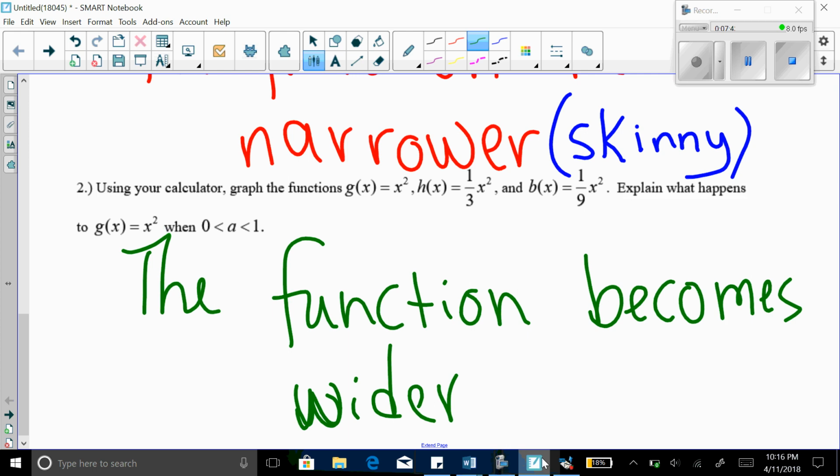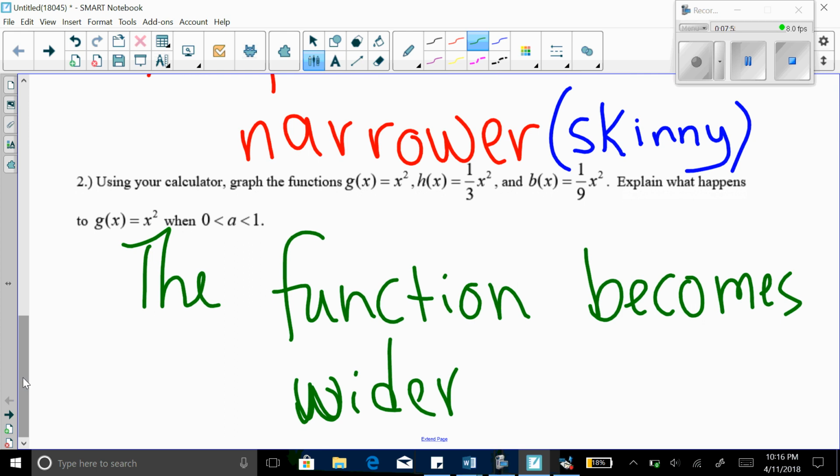So not too difficult. Again, this whole thing, you just want to put the graphs in your calculator, see what happens. Do they get skinnier? Do they get wider? What happens? So again, if I'm going too fast, feel free to pause the video and catch up with me and rewind if you need to.